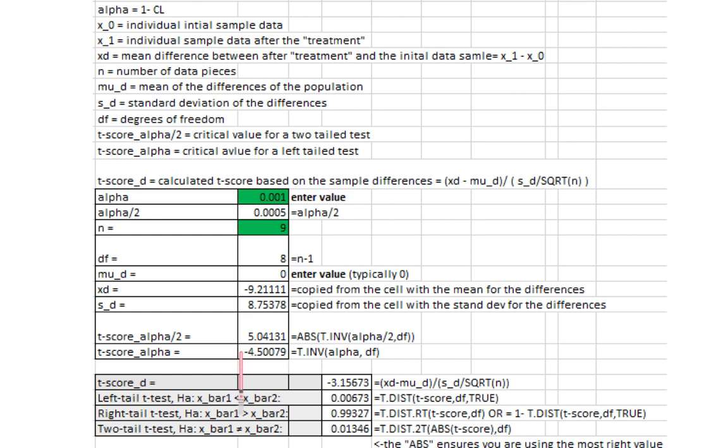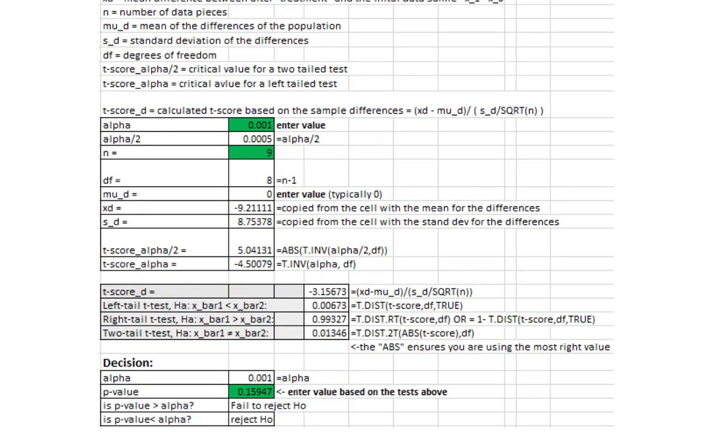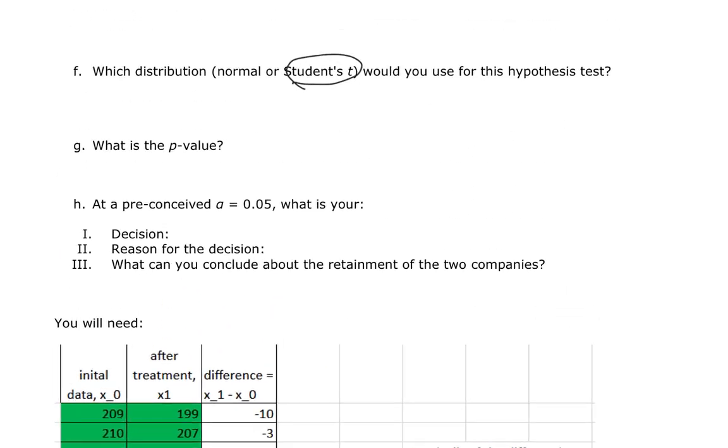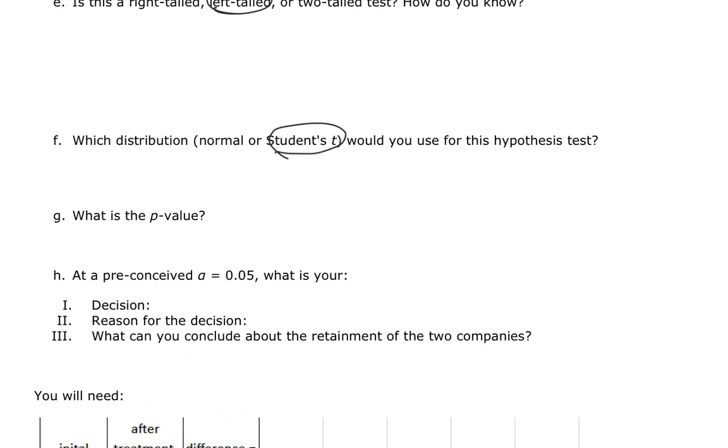Here is my t-score of alpha, and my t-score of alpha divided by 2 depends on if I have a two-tail or right tail. These are my critical values. This is my calculated test statistic. And I have the T.DIST, the T.DIST.RT, and the T.DIST.2T. These will give me my p-values. Again, I make a decision. So I'm going to go back up here, and I'm going to grab my numbers and put them in my calculator.